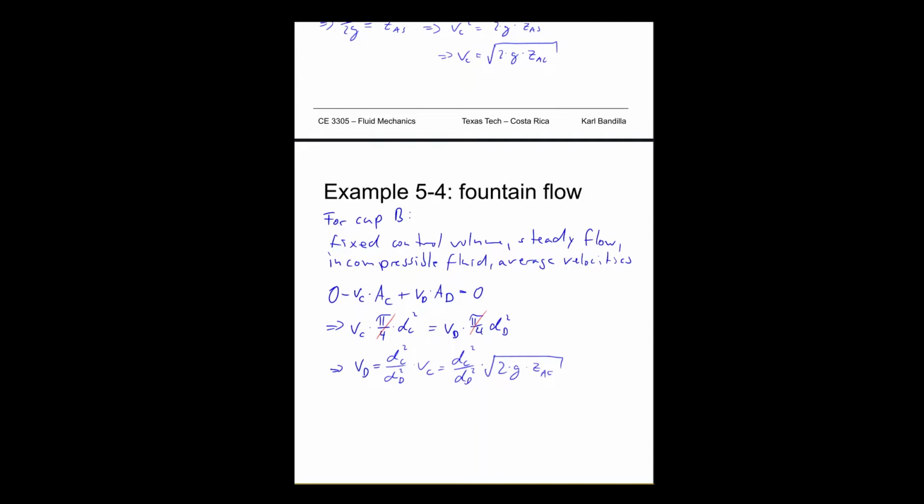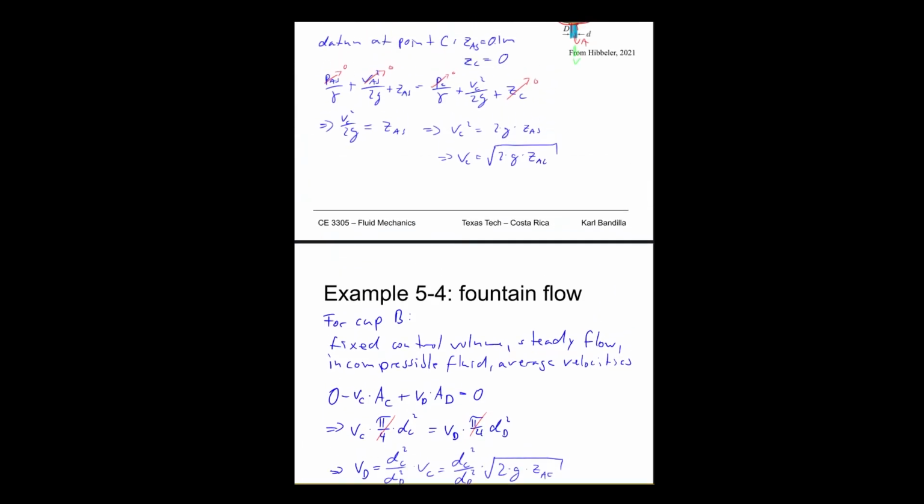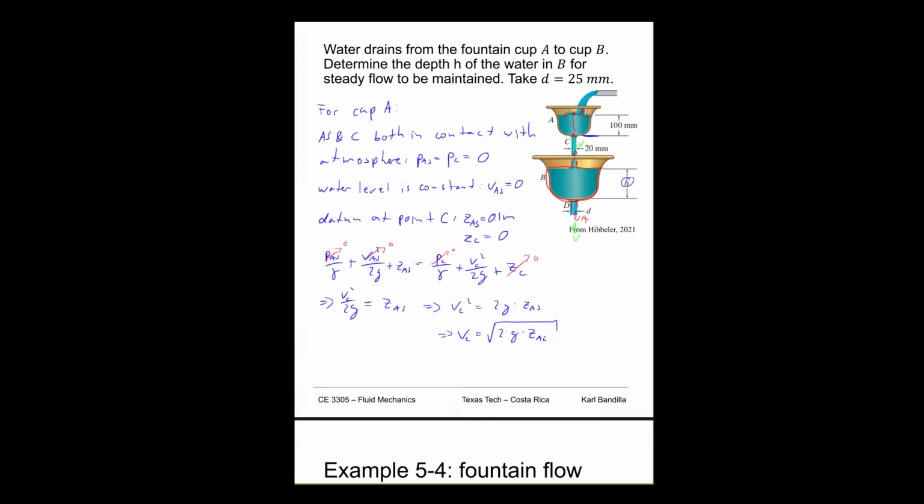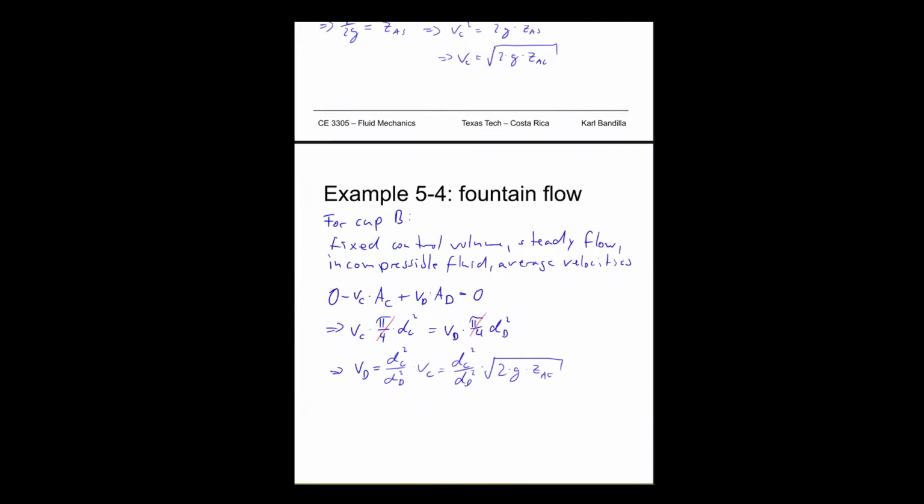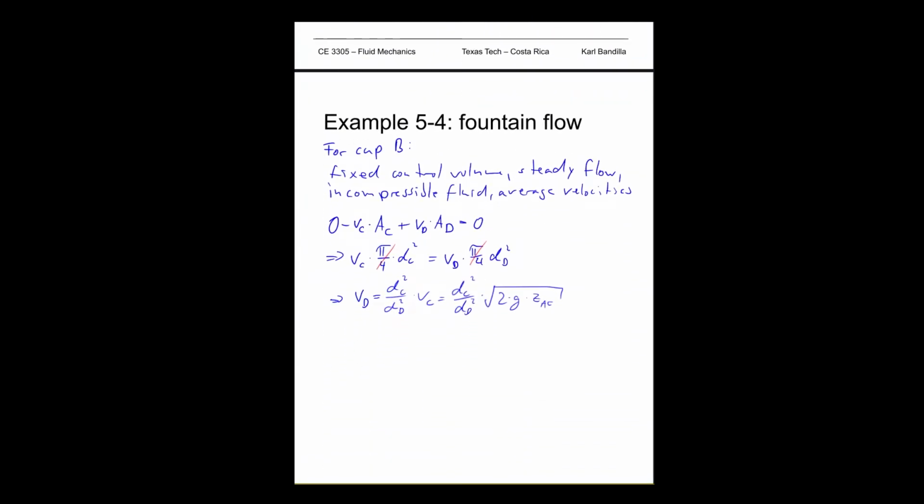All right. So what can we do then? Well, we still don't have the height. But we can take a little piece of water here, and move it to there. Single streamline. So we can do Bernoulli's. Just like before, it's the same streamline, it's still an ideal fluid and steady flow.